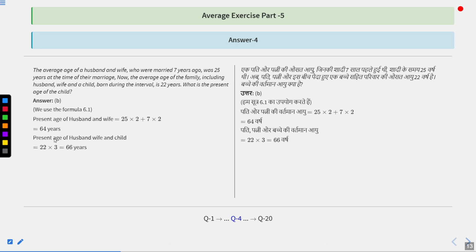Now we know the average present age of husband, wife and child is 22. So the total age will be 22 into 3, which is 66. So what will be the age of the child? 66 minus 64, which is 2 years. So the child's age is 2 years. B is the correct answer. Next one.